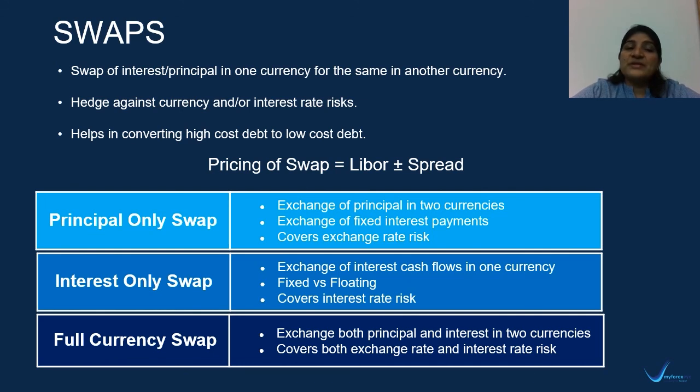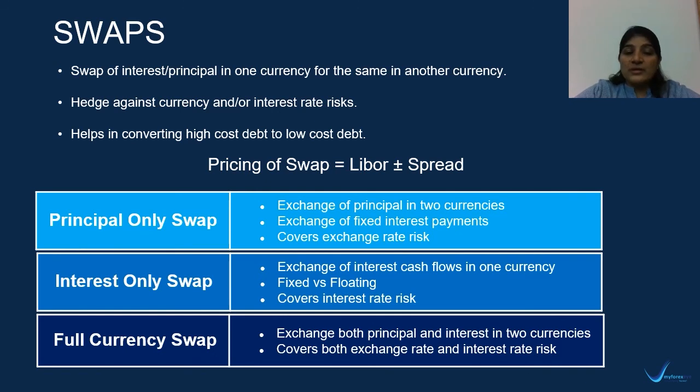When you do a principal only swap, the exchange of principal in the two currencies happens, whereas the interest payments are fixed. The exchange of fixed interest payments is there. It covers the exchange rate risk because of the principal swap. Now, in the interest only swap, the exchange of interest cash flows in one currency is there. There's fixed versus floating, and it covers the interest rate risk.